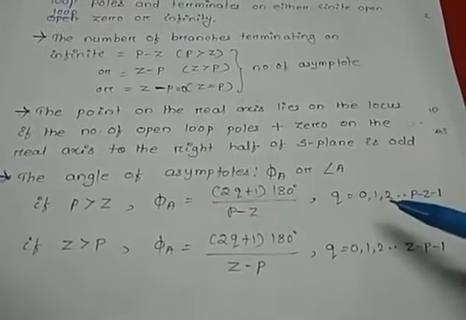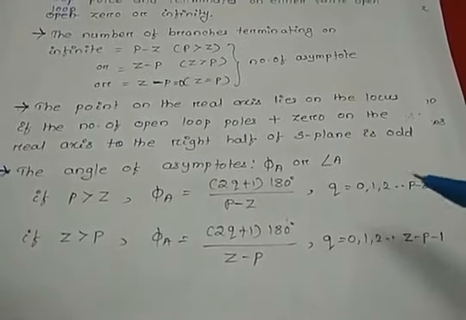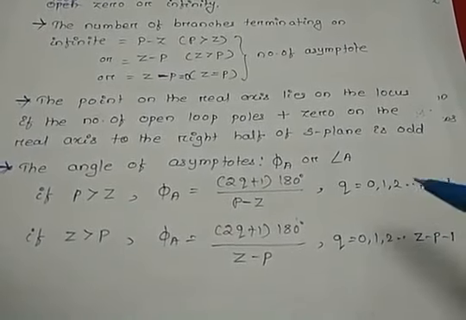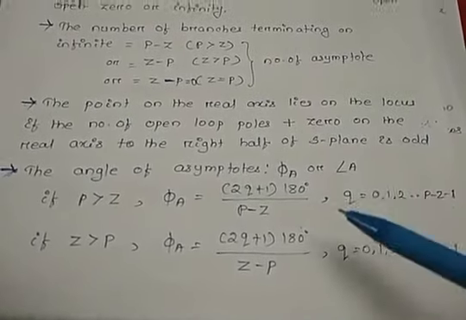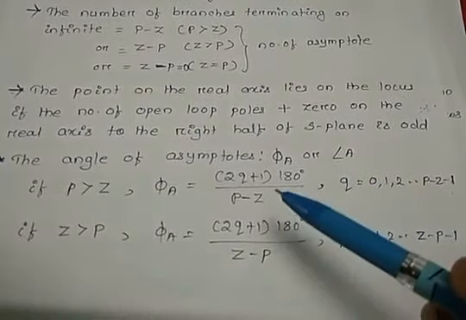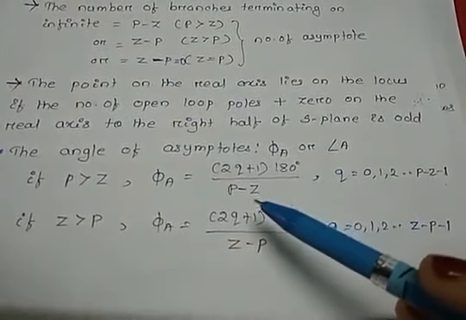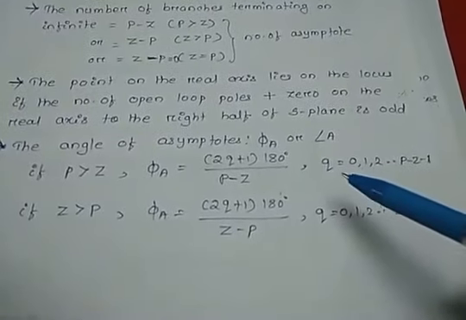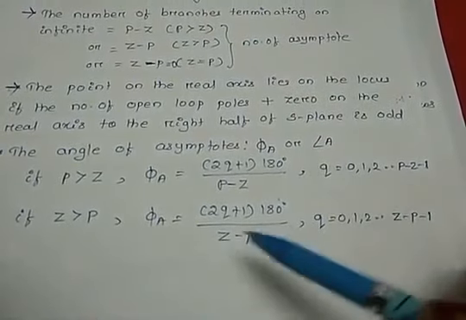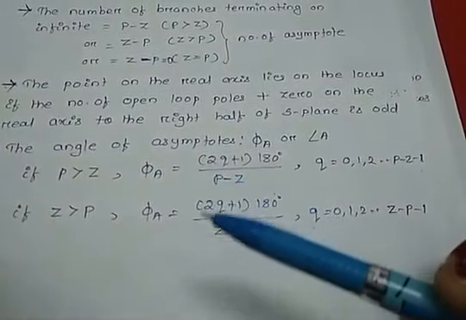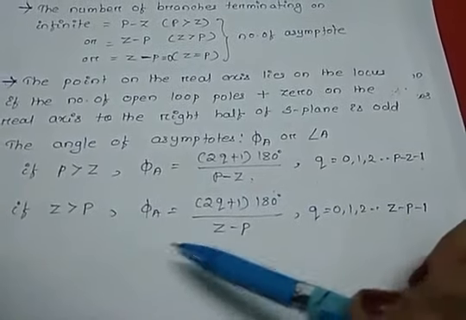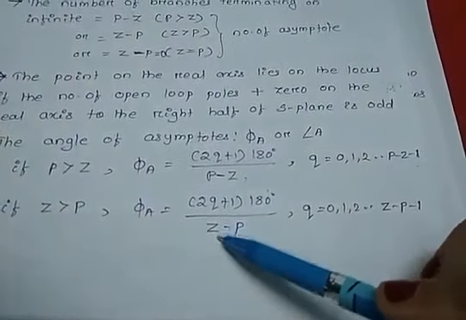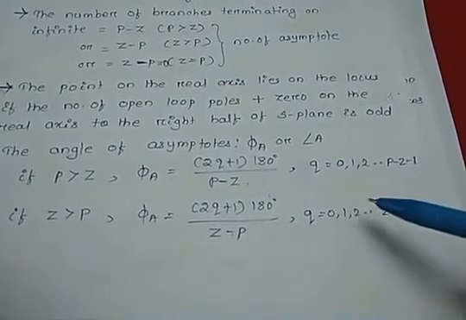Next is the angle of asymptotes, that is represented by phi, or angle of A. This angle of asymptote creates the angle with the real axis. This is defined by the formula (2q+1)180 degrees divided by p minus z, where q equals 0, 1, up to p minus z minus 1. If p is greater than z, that is, poles are greater than 0s, at that time we will put p minus z. When z is greater than p, then we will put z minus p, and q equals 0, 1, 2, up to z minus p minus 1.